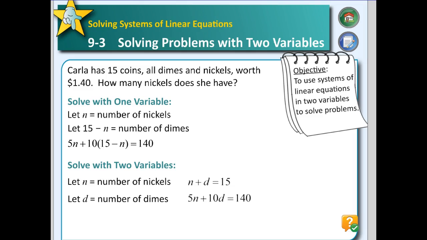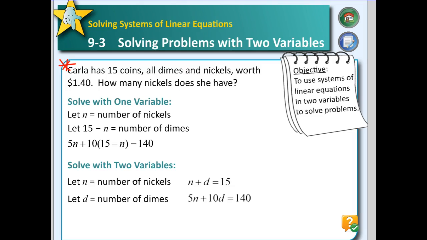So if you look up here, when we were back in chapters 3 and 4 and we were doing problems, let's say we had this story problem right here. It says Carla has 15 coins, all dimes and nickels worth $1.40. How many nickels does she have?